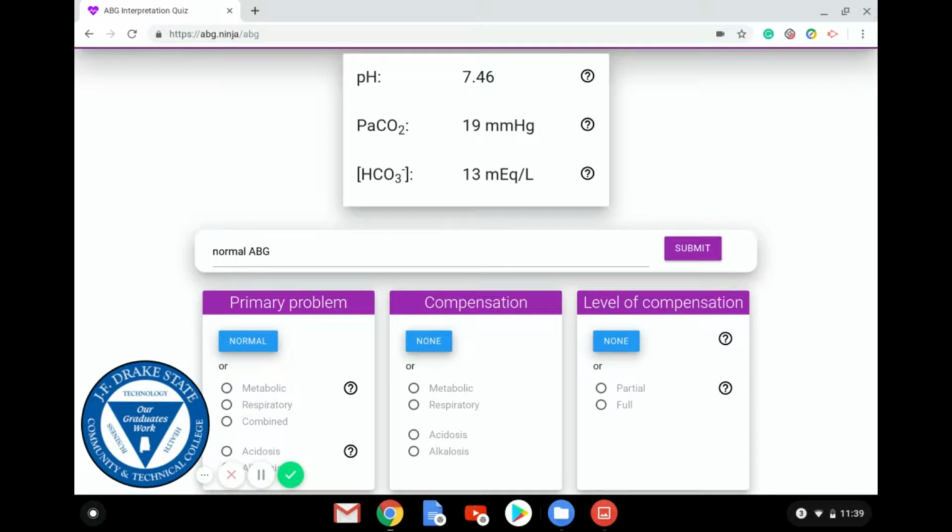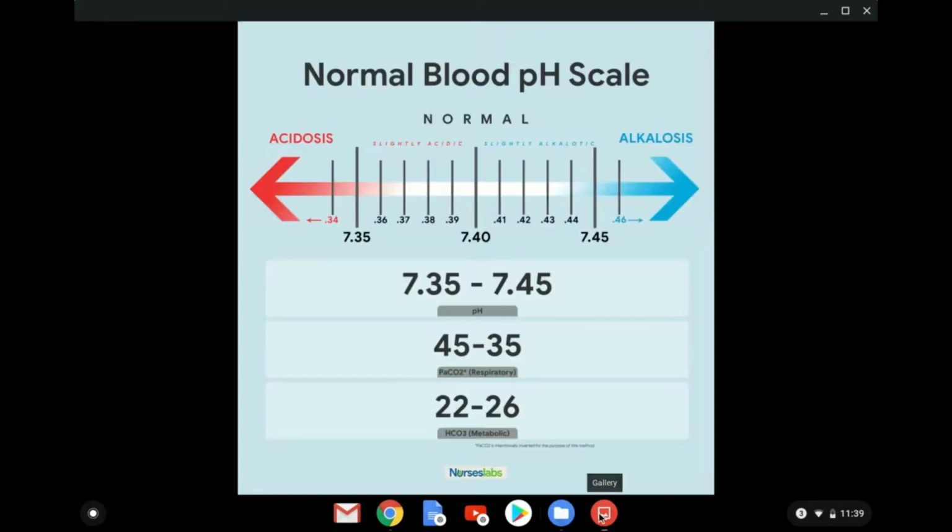This is a good website to use to get a lot of problems that will throw different types of scenarios at you, so you can get really good at interpreting these ABGs. The website is abg.ninja/ABG. That's again, abg.ninja/ABG. So let's get started.